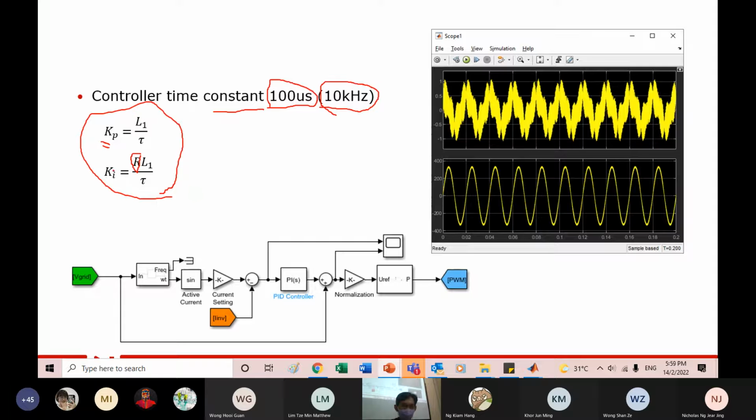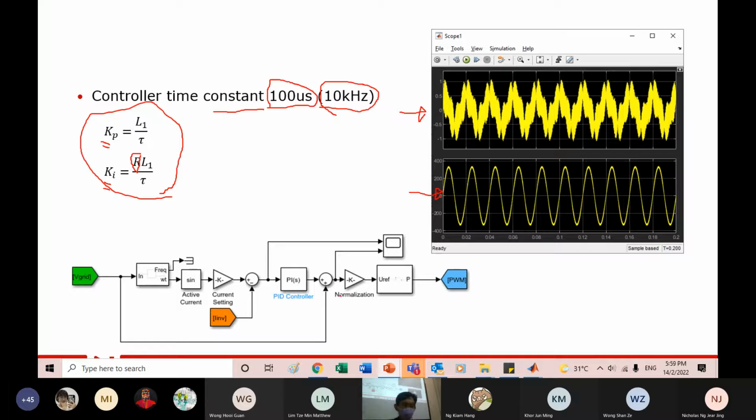Then you will use it to calculate the KP and KI. Now, here you will see the output. You will see that, right? The output at this point, after your reference current, looks something like that. And then after your PI plus your grid voltage, you can see it is almost a sine wave already.